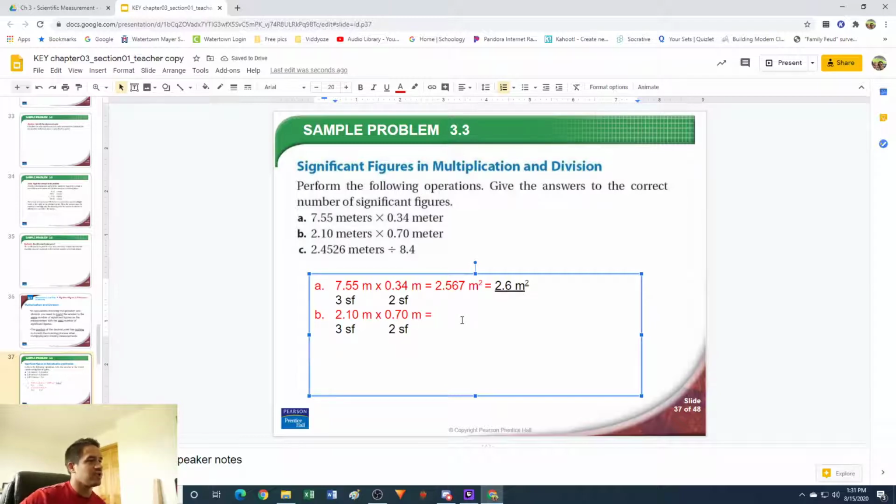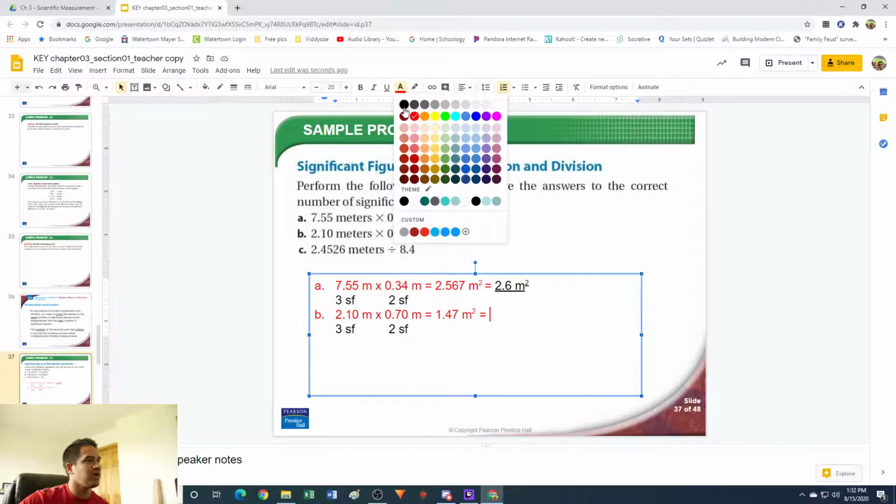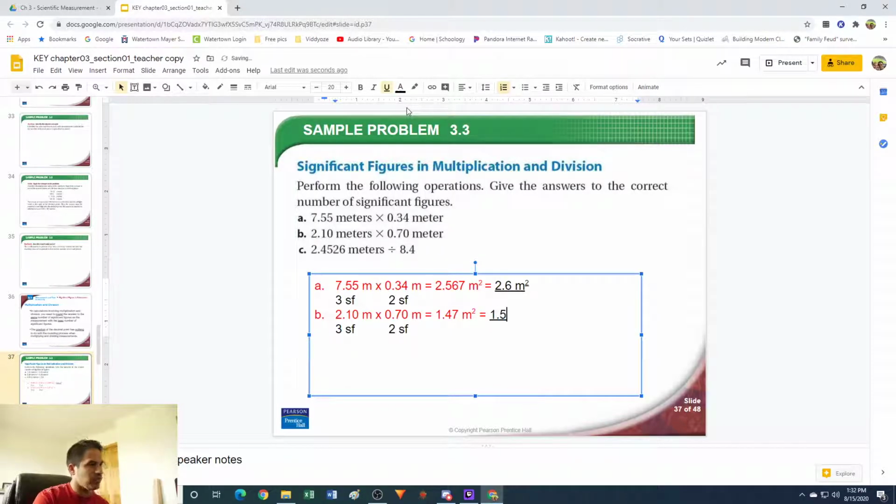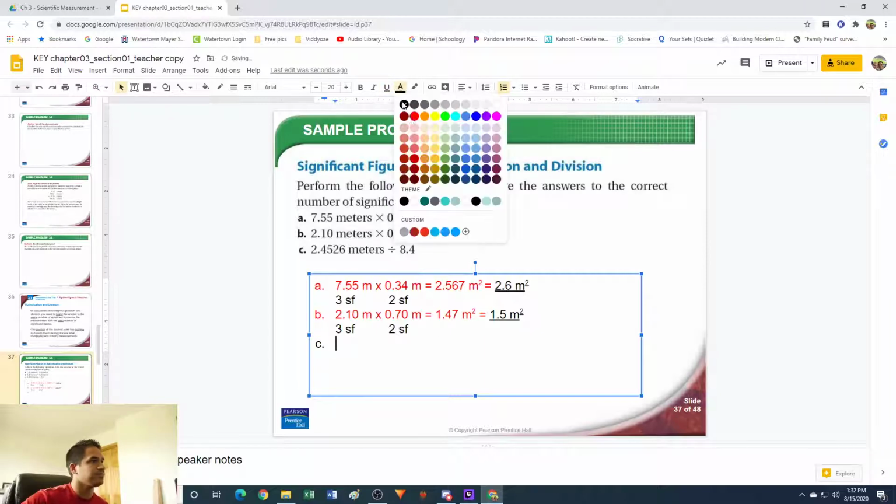So again, if we do this on a calculator, 2.10 times 0.70, I get 1.47, and again, it would be squared meters. But I need to round this to 2 sig figs, so I'm going to keep the 1 and the 4, and the 7 will round the 4 up to a 5. So my final answer here, rounded properly, would be 1.5 squared meters. Okay? All right. Last one, letter C.